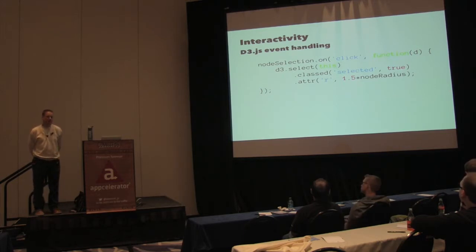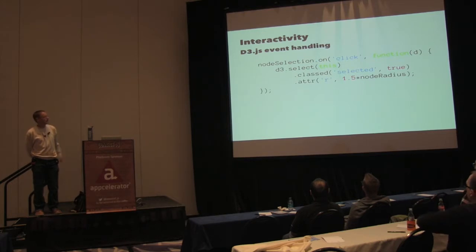This is really the CSS class of the circle to be selected, and then we can use CSS styling to change the color. And it changes the radius of that circle to be 50% greater than the normal radius, so it just multiplies it by 1.5. So that's a really simple D3 event handler, and you can see it does everything you need to handle an event.